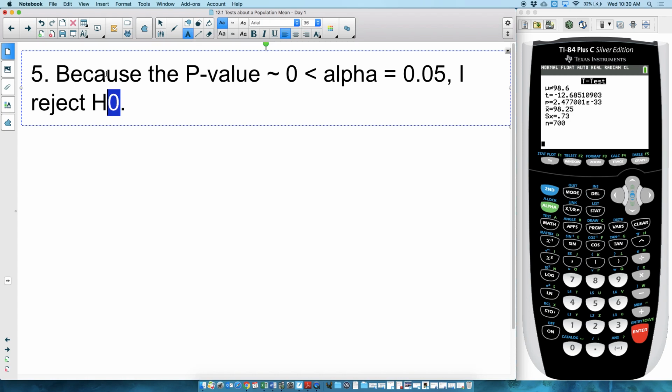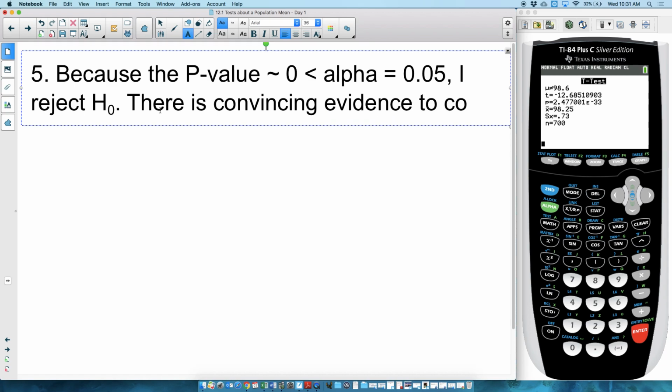You do not have to put that in context here, because we're going to put the context in the next sentence. So just literally write the H naught. So there is convincing, significant, whatever, it's fine. Convincing evidence to conclude.